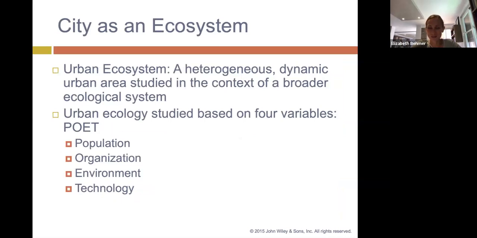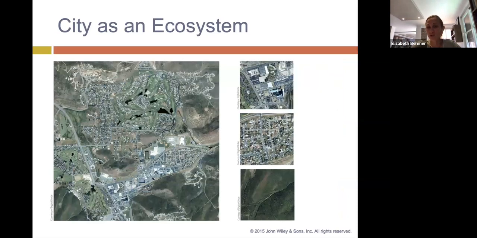So, the city as an ecosystem. An urban ecosystem is a heterogeneous, dynamic urban area studied in the context of a broader ecological system. And urban ecology is studied based on 4 variables: the population, the organization, the environment, and technology. So here we have cities as an ecosystem.